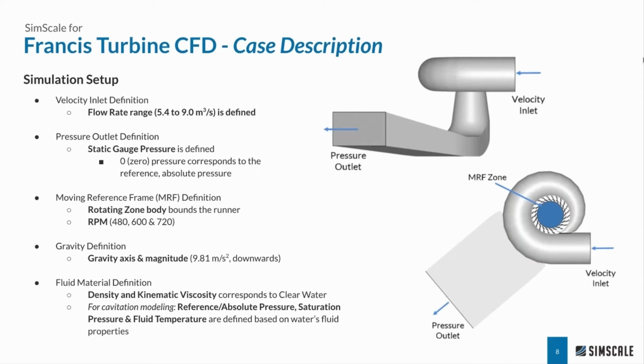And for the fluid material, since this is a water turbine, we've just defined the density and kinematic viscosity of clear water. Now for cavitation modeling, that reference or absolute pressure is important. So for us to understand when cavitation is occurring within the flow domain, we'll want to define the absolute pressure, which corresponds to where we're defining that zero gauge pressure, as well as the saturation pressure and the fluid temperature to actually model the cavitation based on the fluid properties of water in this case.